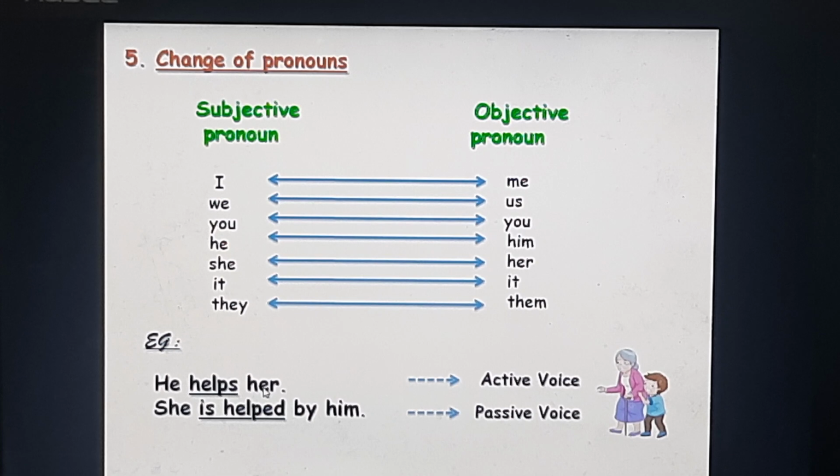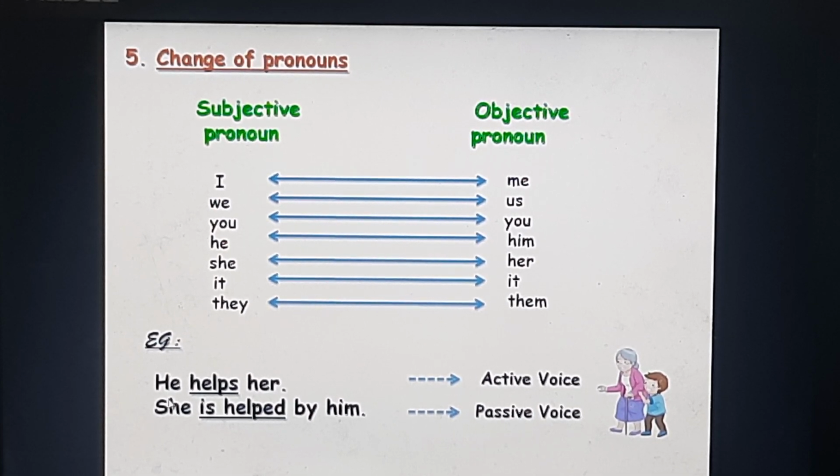Now, this her, objective pronoun, will become subjective pronoun she, and he, the subjective pronoun, will become objective pronoun him.